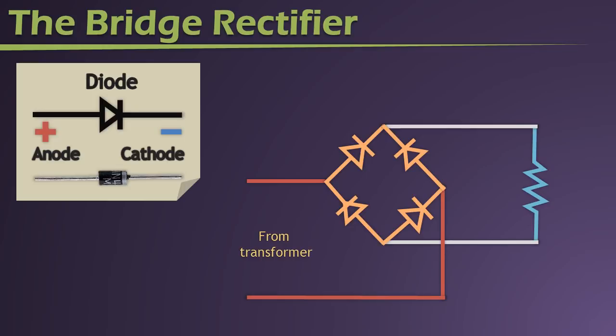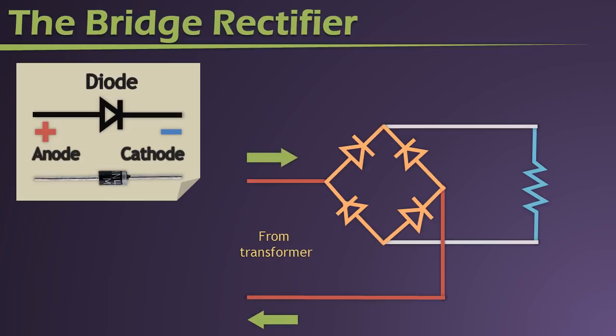Here's the circuit for a bridge rectifier. And a bridge rectifier uses four diodes. And a diode, remember, only allows current to flow in one direction. If you look at the circuit symbol up here, it only allows current to go from anode to cathode, or in the direction of the arrow. That's the only way that current is allowed to flow through a diode. And in this circuit over here, we have it arranged in a way that it'll force the current to only flow in one direction. So let's try to figure out how this works.